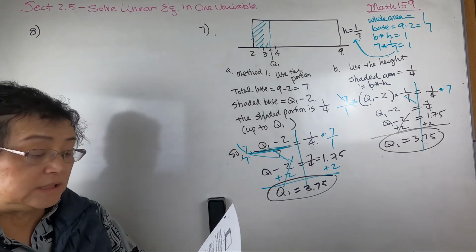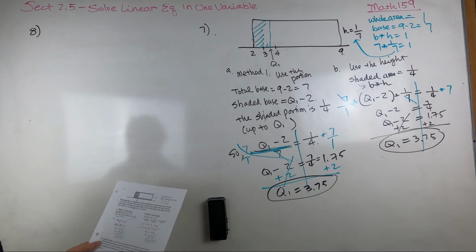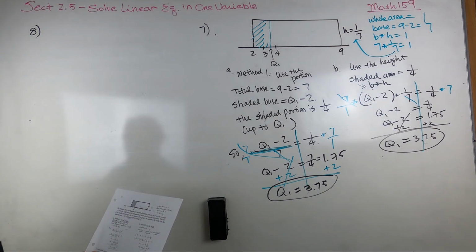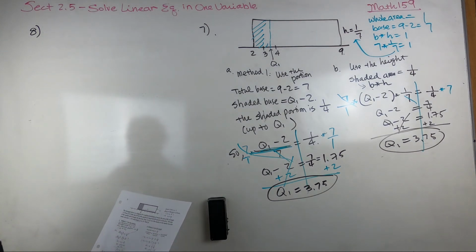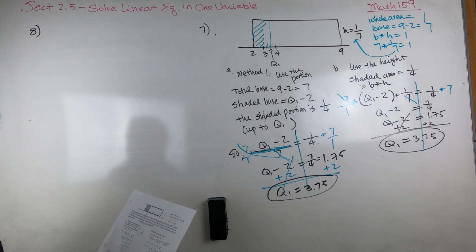Let's look at the next example, number 8. It says a random variable x is uniformly distributed between 12 and 58. It means that x is a number randomly occurring between 12 and 58, right? Find the value c so that the probability that x is at most c is 0.4565.